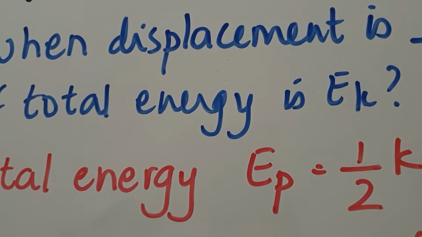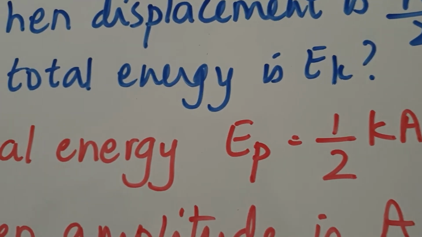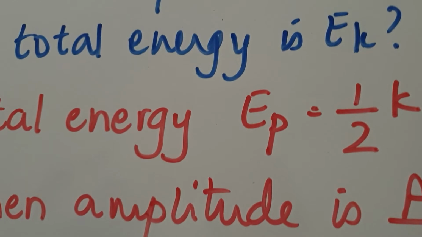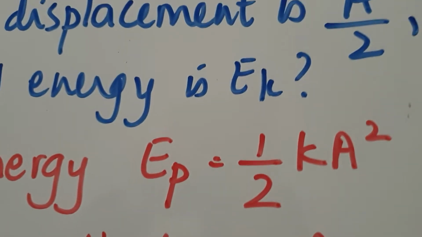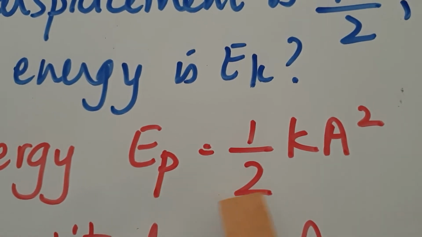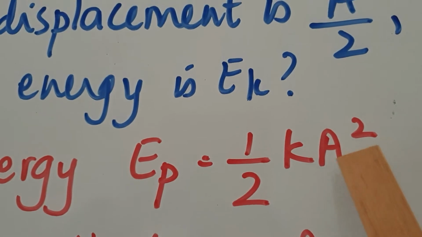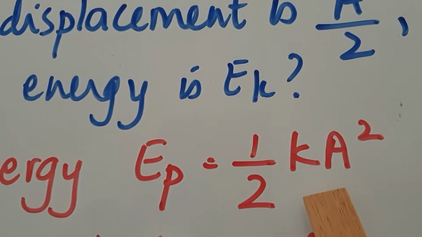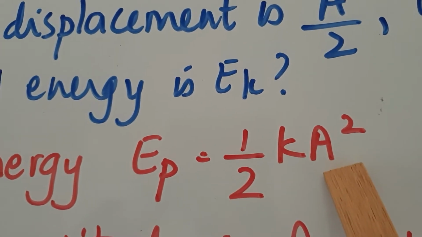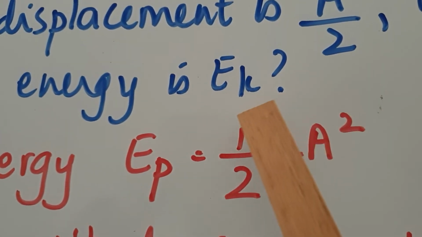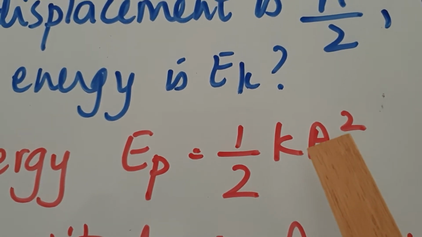Okay, so half the amplitude is like halfway between the equilibrium and the end position. Now, I can take the total energy as being all elastic potential at the ends. Okay, that means at maximum amplitude, all the energy is elastic potential energy. So that's why I've got EP is half K A squared, because that's the formula for elastic potential energy, because at the ends there's no kinetic energy at all.